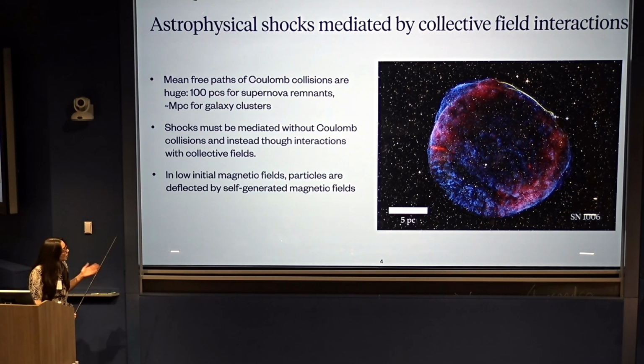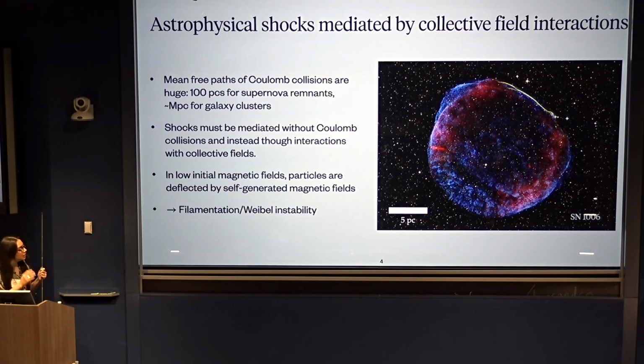And so one such instability or shock that I'll talk about is due to these initial magnetic fields that deflect particles, and they generate these self-generated magnetic fields. And these are called filamentation or Weibel instabilities. Although there are other types of shocks and instabilities, as Libby discussed, that can generate these types of shocks.